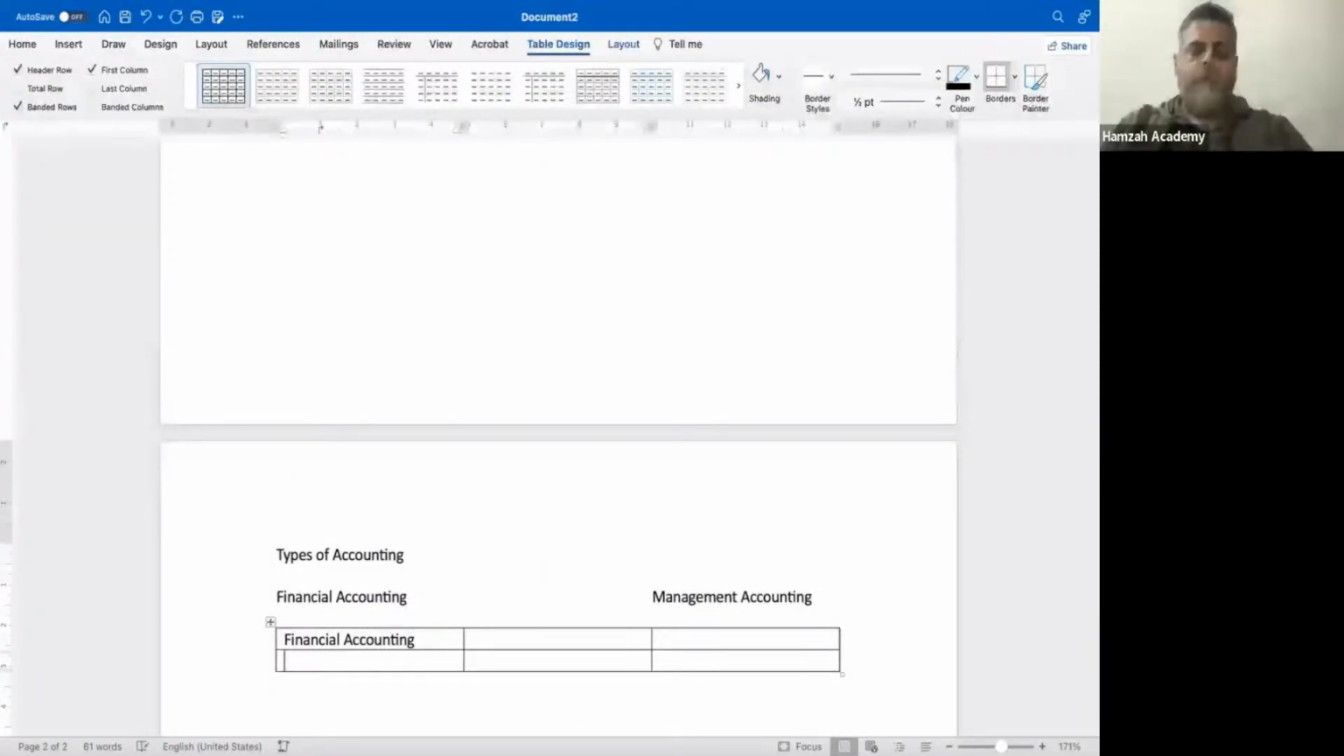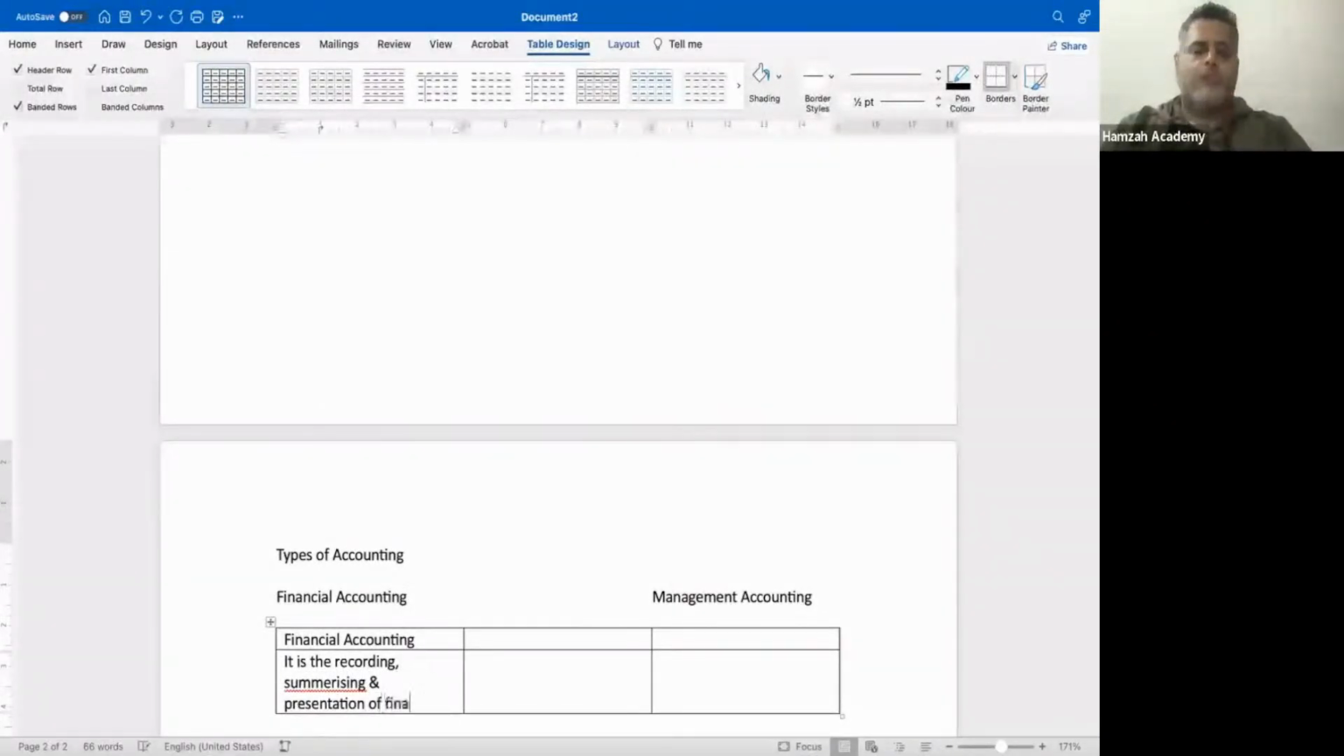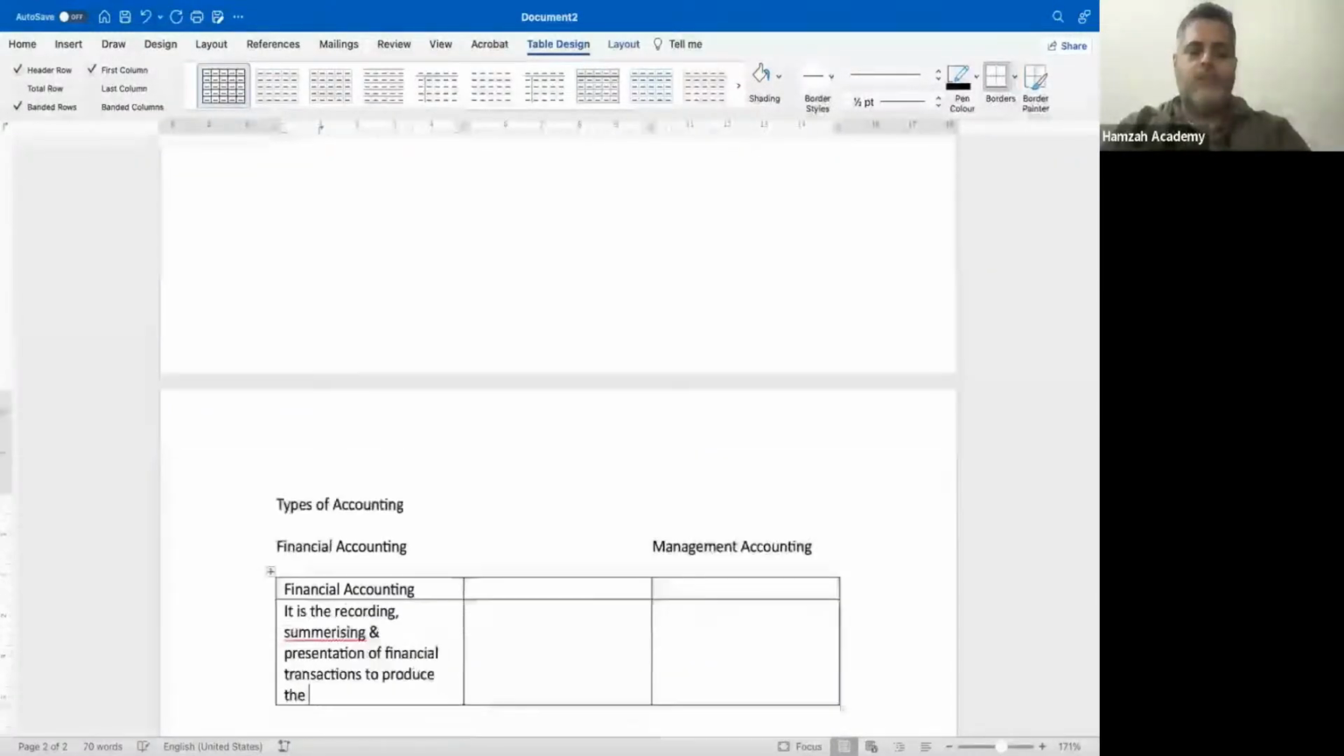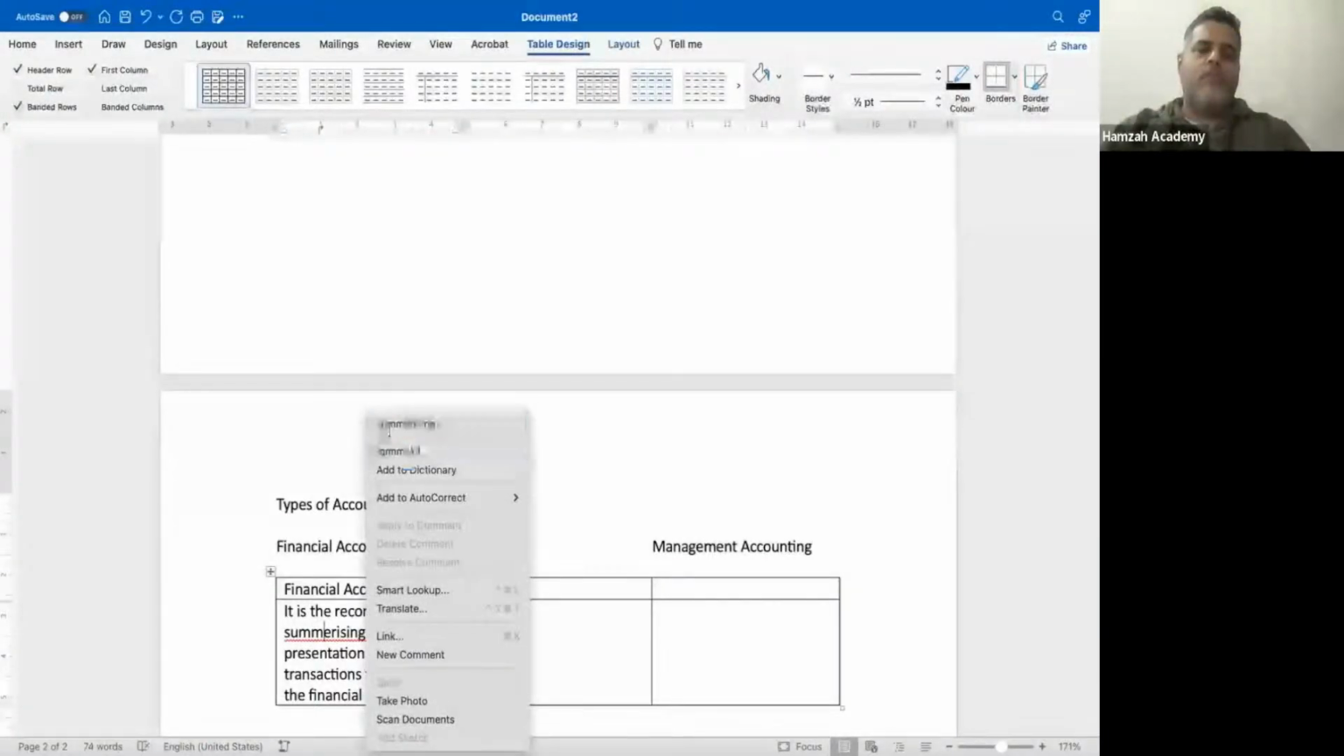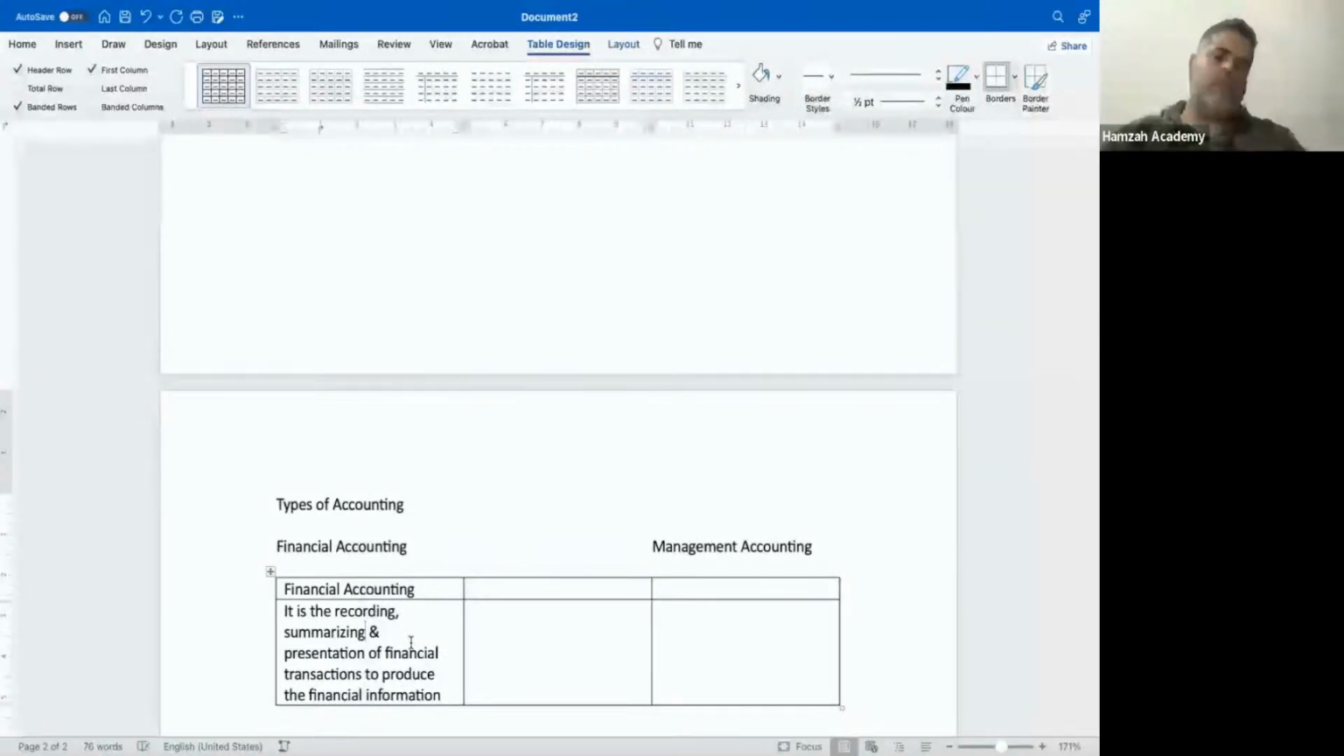that if we have the financial accounting, it is the recording, summarizing, and presentation of financial transactions to produce the financial information, right? What is financial accounting? It is the recording, summarizing, and presentation of financial transactions to produce the financial information.